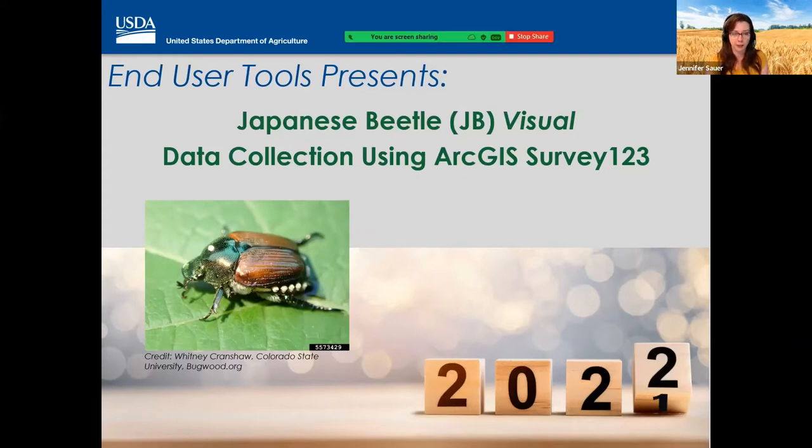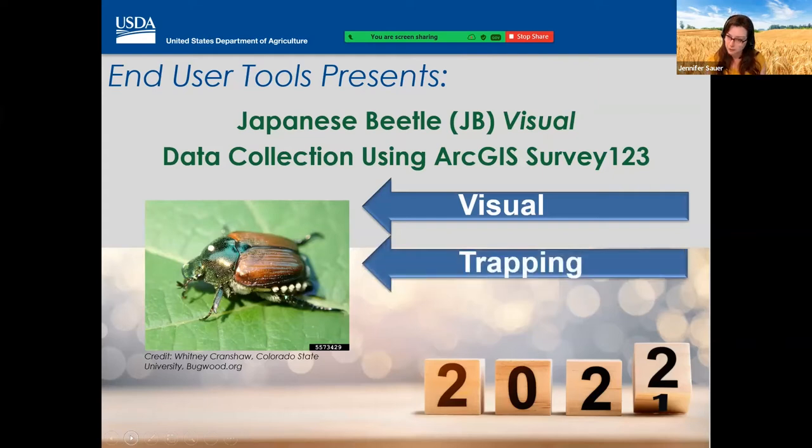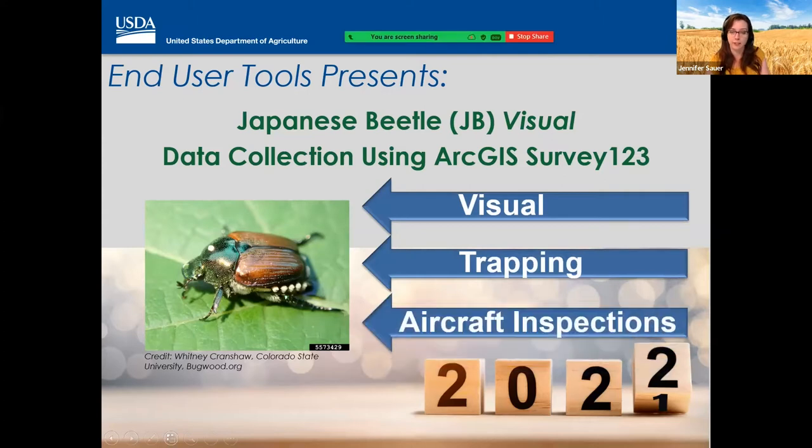Japanese Beetle, some of you may know, has three nationally released surveys. They are visual, which we will talk about for the next half hour or so. We have a trapping survey, which comes directly after today's visual training, so if you are also in need of that, you can just hang on and keep watching. And thirdly, there are aircraft inspections, and these use both Survey123 and Field Maps. So it's very helpful for you to feel savvy and comfortable using those apps.